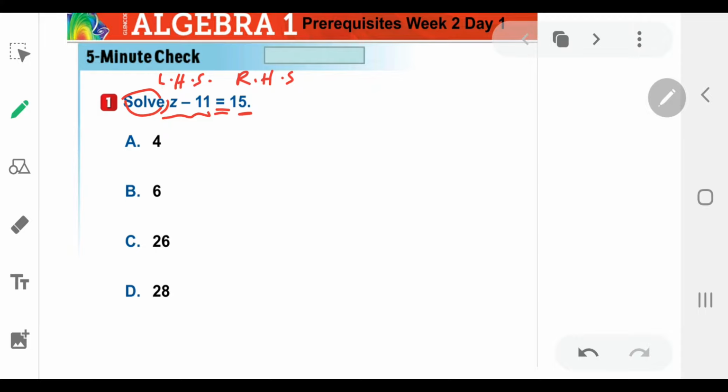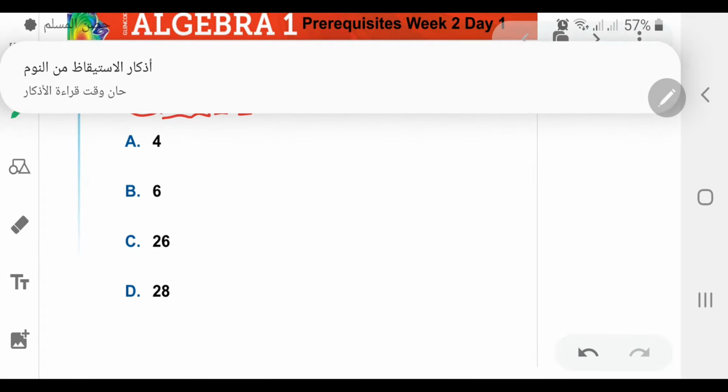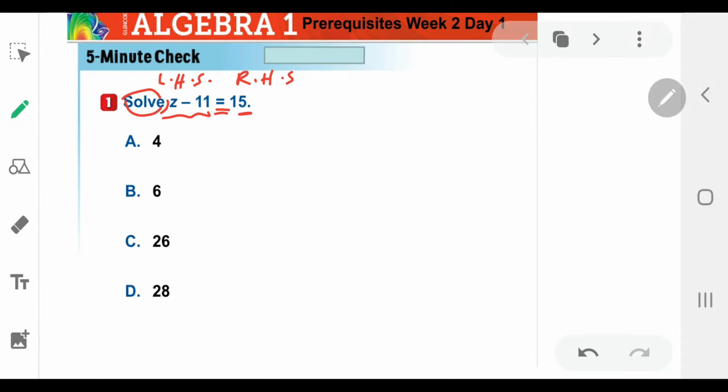What does it mean to solve an equation? To solve an equation, it means to find the value of this variable. As introduced earlier, a variable is used to replace any unknown number. So if we have an equation here, z minus 11 is equal to 15, and it's required to solve it, it means to find the value of this variable z. And how to do it? You have to isolate it.